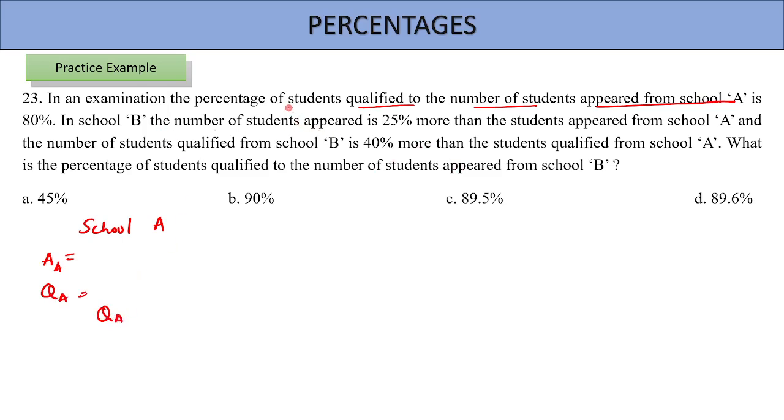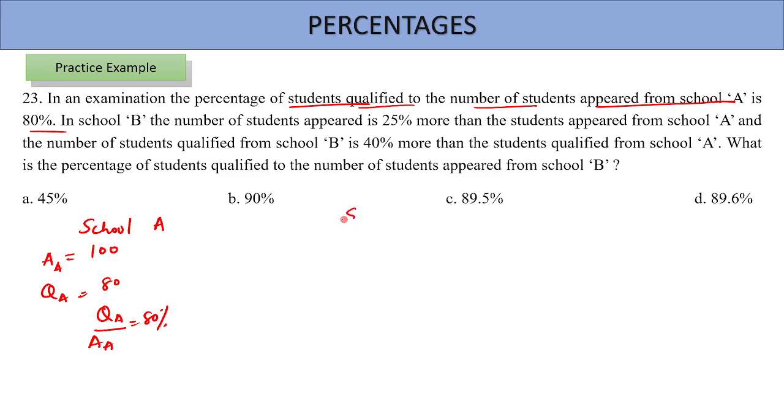In an examination, the percentage of students qualified to the number of students who appeared is 80%. So let's say if the number of students who appeared in the exam is 100 and the students who qualified is 80%, that means 80% of the students passed. So if I am taking the number of students as 100, that means 80 students passed the exam.